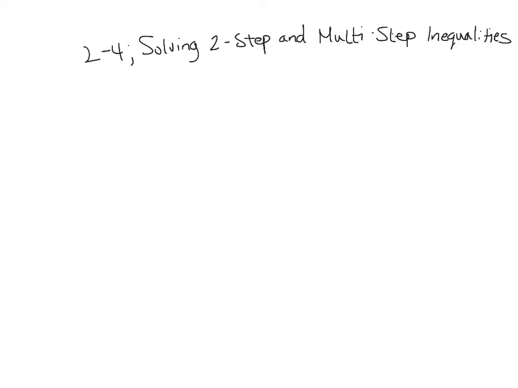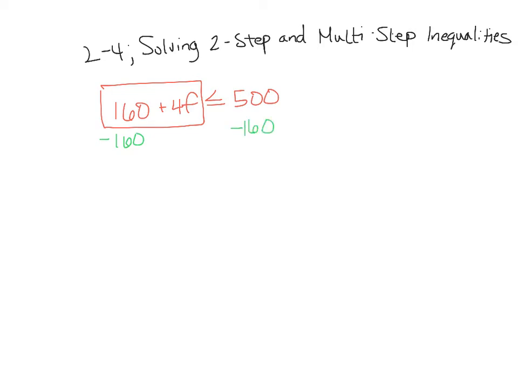So we're going to start off on 120, and the first example we are going to do is 160 plus 4f is less than or equal to 500. Again, the goal is to isolate the variable. So we're looking at the left side and we want to get everything away from f. The first thing we need to do is move the positive 160 to the other side. I do that by subtracting 160. Opposites cancel, and I get 4f is less than or equal to 340.